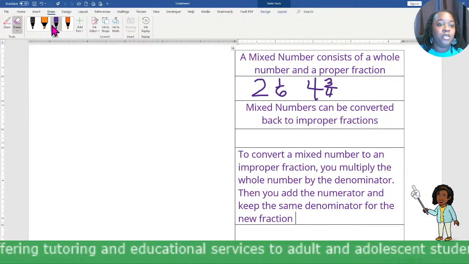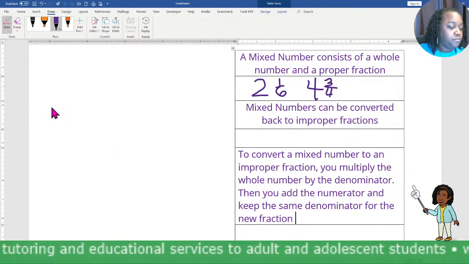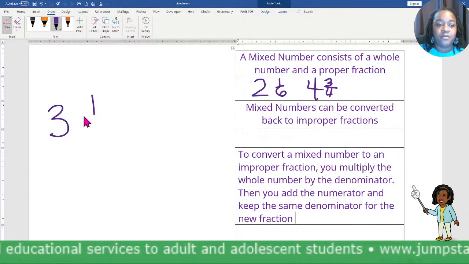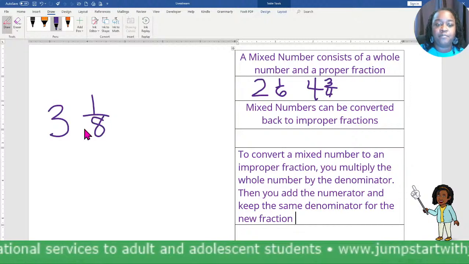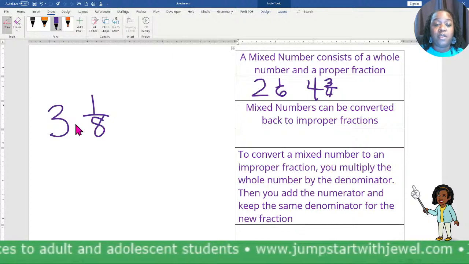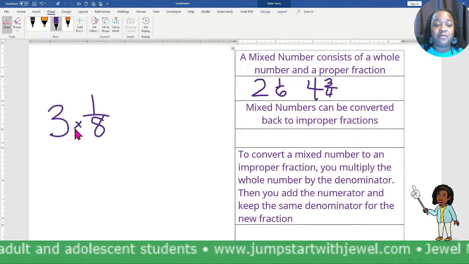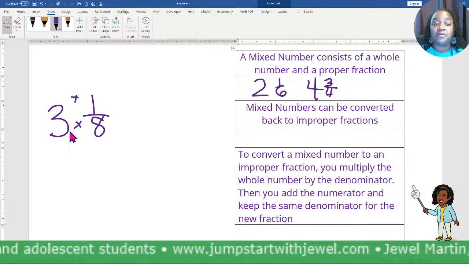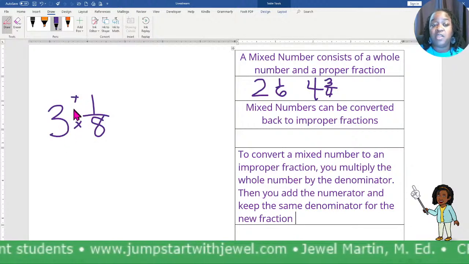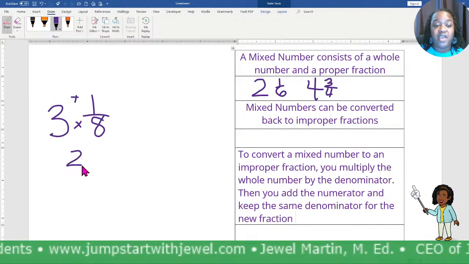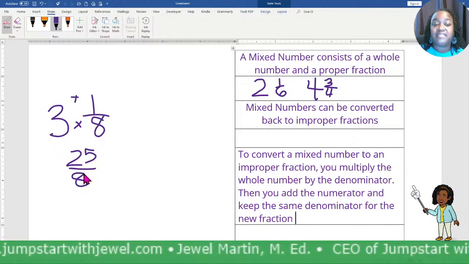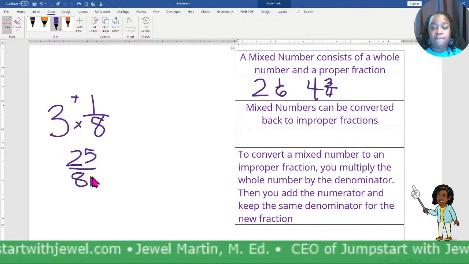Okay. So then, here we go. This one is 3 and 1/8. So same thing we did before. We multiply the whole number by the denominator, and we add the numerator. So 3 times 8 is 24. 24 plus 1 is 25. 25 over 8. That's our improper fraction.